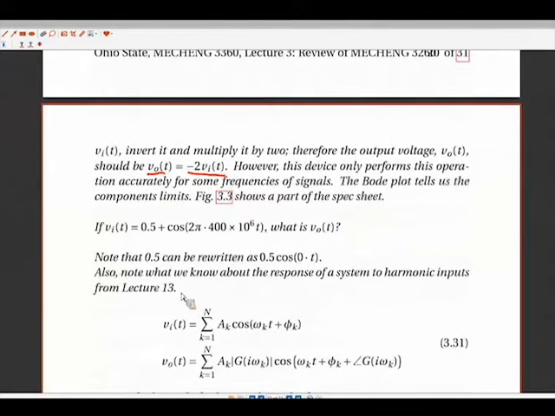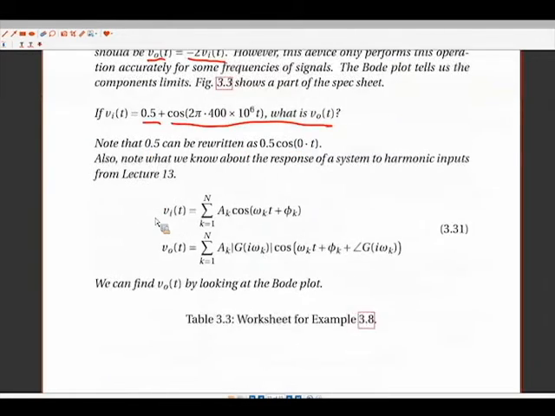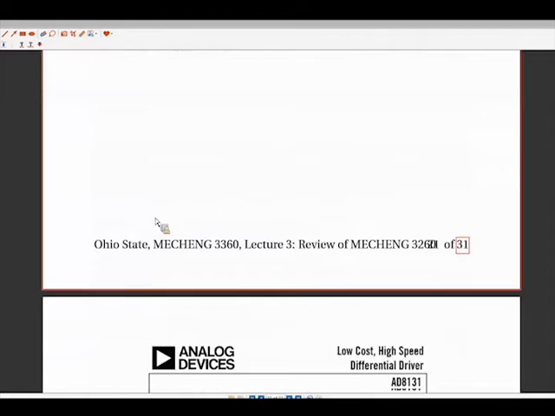So the question is then, say for instance, I were to put in a voltage into this op-amp of 0.5 volts plus a cosine wave with a frequency of 400 megahertz. So this would be 2 pi times 400 times 10 to the 6 t. And the question is, what is Vo? If this was working in an ideal fashion, it would just be -2 times this, right? But if you look at the spec sheet for this op-amp, this is an Analog Devices op-amp.